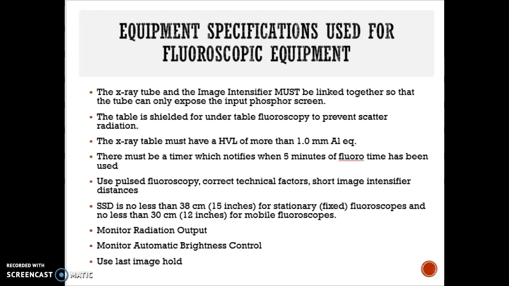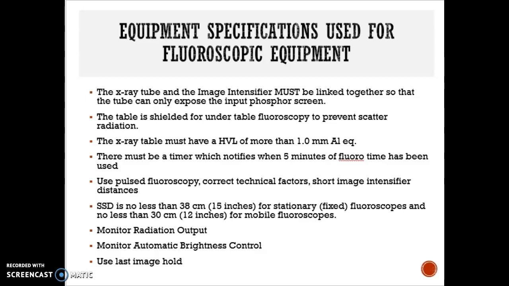So what are the general requirements and equipment specifications when it comes to fluoroscopy? As you know, fluoroscopy procedures produce the greatest patient radiation exposure rate in X-ray. Now, to minimize patient exposure time whenever possible, we have to limit the size of the fluoroscopy field to include only the area of anatomy that is of clinical interest. The X-ray tube and the image intensifier must be linked together so that the tube can only expose the input phosphor screen. The table is shielded for under-table fluoroscopy to prevent scatter radiation or to minimize it. The X-ray table must have a half-value layer of more than 1 millimeter aluminum equivalent. This also helps reduce dose.